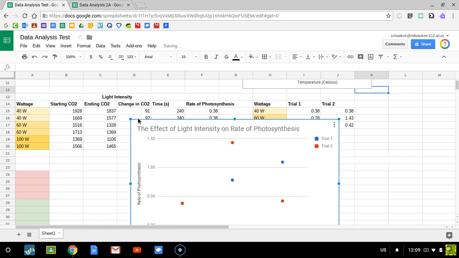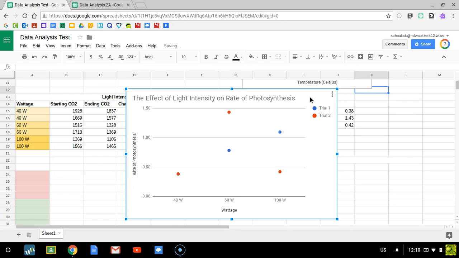Now we have our two lovely graphs. And the next thing we can do is we can start looking for clear patterns, and then we can talk about why those clear patterns may have happened in the arguments section of our lab report.